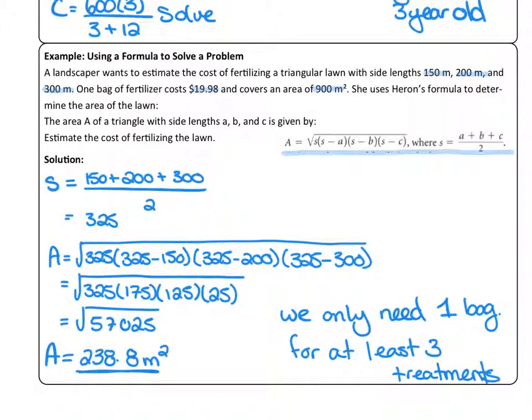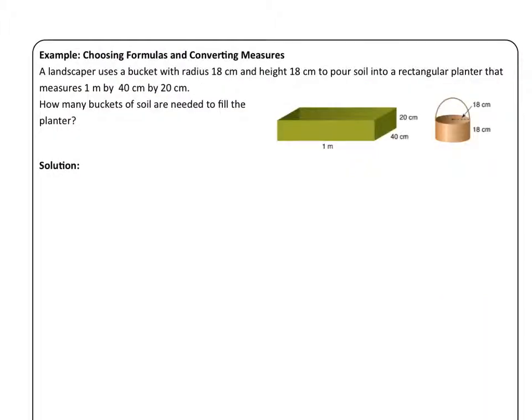If it was more than that, you would just take the area and divide it by 900 to find out how many bags you had, and then multiply it by the cost to find out the cost. But since we only need 1 bag, this one was super easy. All right, in some examples, you're going to have to do a little bit of converting.